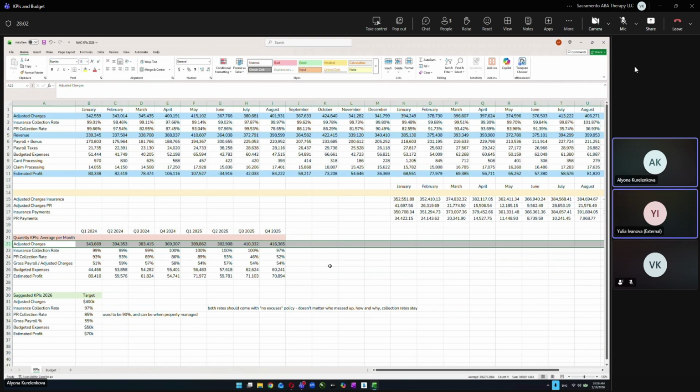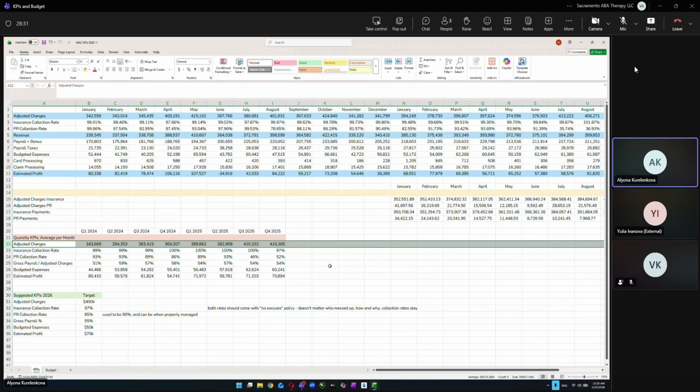So in human language, adjusted charges means the money that we're hoping to get. It's not revenue yet. It's just the maximum that we could potentially get if suddenly all of our collection rates were at 100%. It's not revenue. We can't count on it because it's not in our bank account. It's just our hopes and dreams for the month.